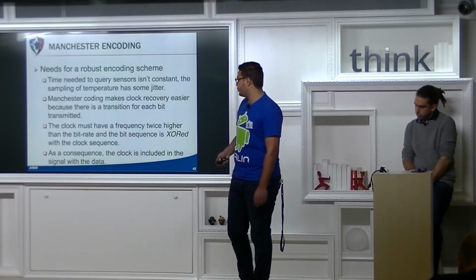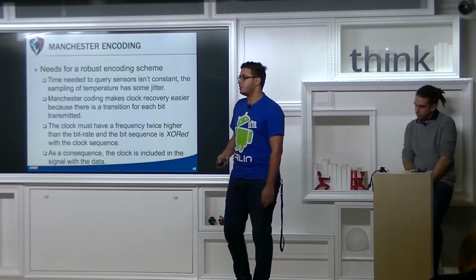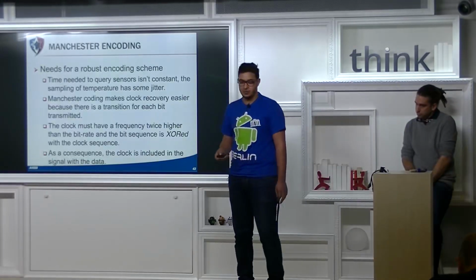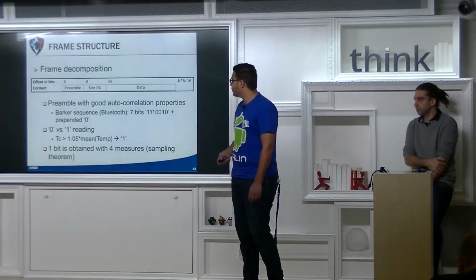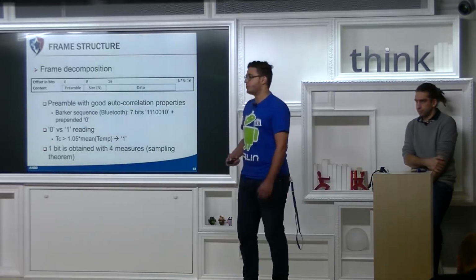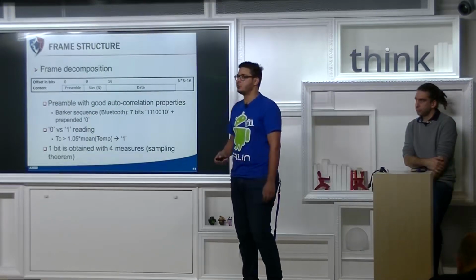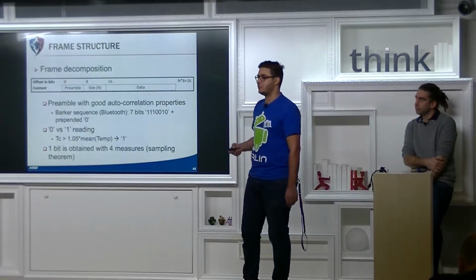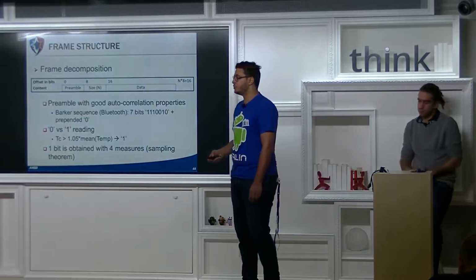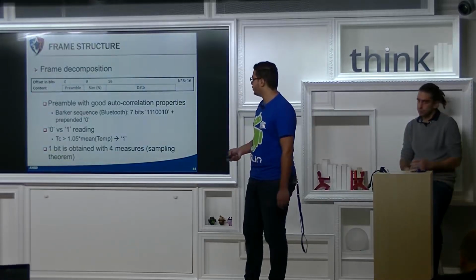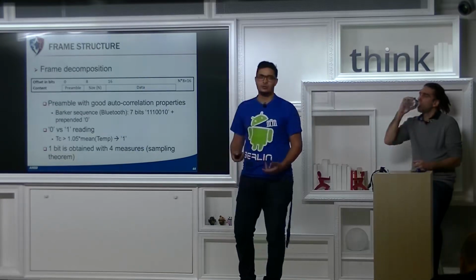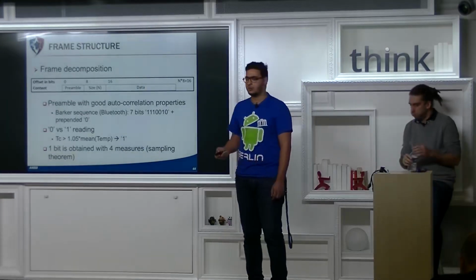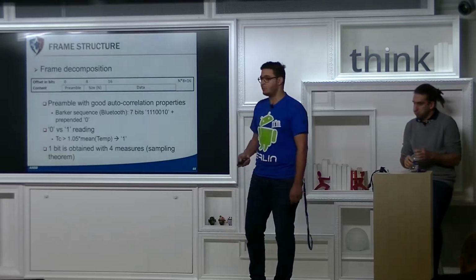As a consequence, the clock is included into that signal, and that's why we use that scheme. The frame we defined is as shown here. We have a preamble so that the malicious software detects that a command is under emission. In order to have a good autocorrelation function, we used the well-known Barker sequence, which is also used in Bluetooth.